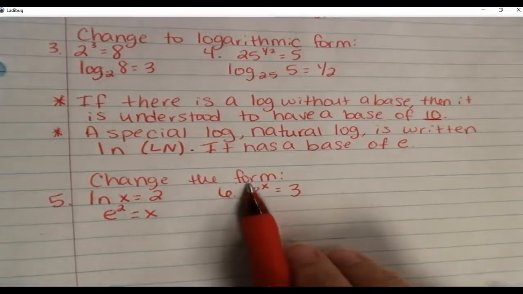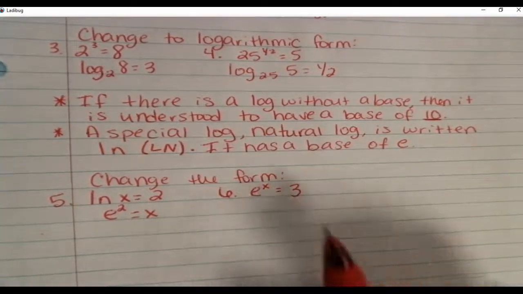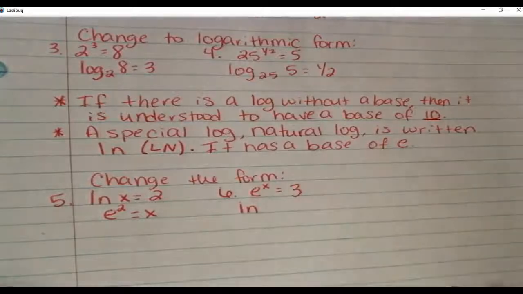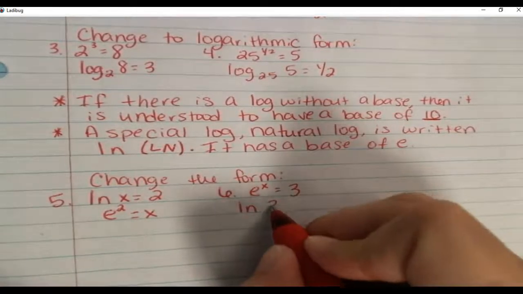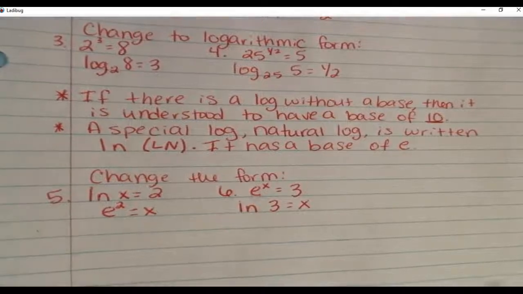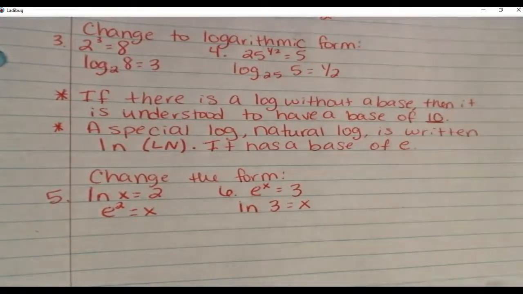So in this one, an e becomes a natural log. So ln, and then the 3 and the x switch. So ln of 3 equals x. Okay, so if it's an ln, it becomes an e. If it's an e, it becomes an ln. Questions?